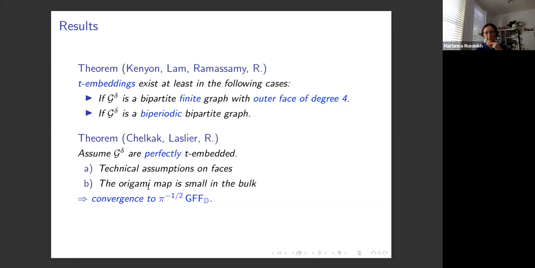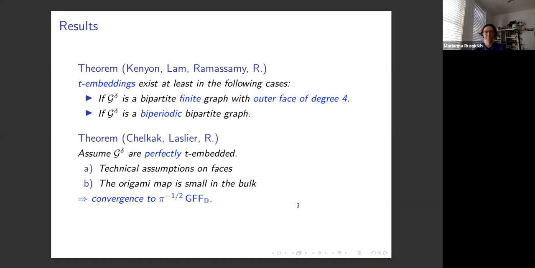However, I didn't explain what the origami map is. But I mentioned that I wanted it to be small in the limit. So in the biperiodic case, if I also ask this origami map to be bounded, which means that in the limit it indeed converges to 0, then such an embedding is unique. And this is the setup in which we can prove the convergence. In this sense, one embedding is better than others. However, all of them are t-embeddings, so there is some additional condition.